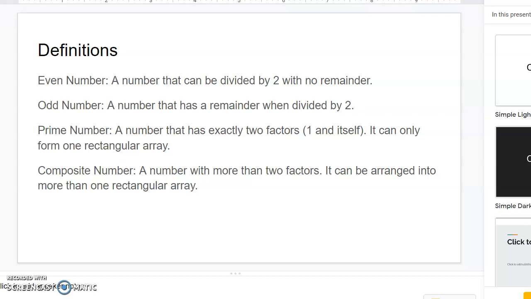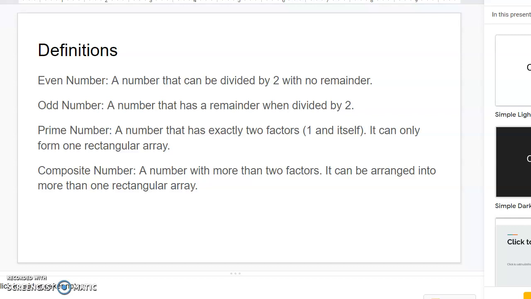A prime number is a number that has exactly 2 factors, 2 numbers that you multiply to get to that number, and it's only one and itself. For example, 11 is a prime number. You can only multiply 1 times 11. There are no other ways to get to 11. And it only has one rectangular array, which would be 1 times 11.